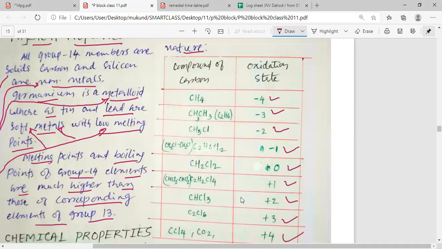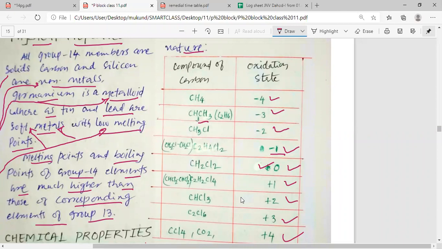In methane, carbon is -4. In CH3CH3 or ethane, carbon is -3. In CH3Cl, carbon is -2. In C2H4Cl2, or you can say 1,2-dichloroethane, carbon is -1. In dichloromethane, carbon has the oxidation state 0.